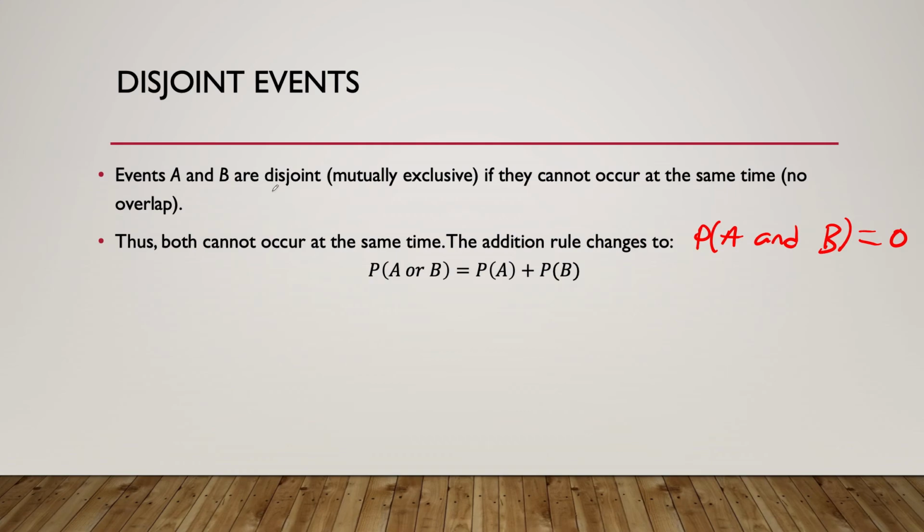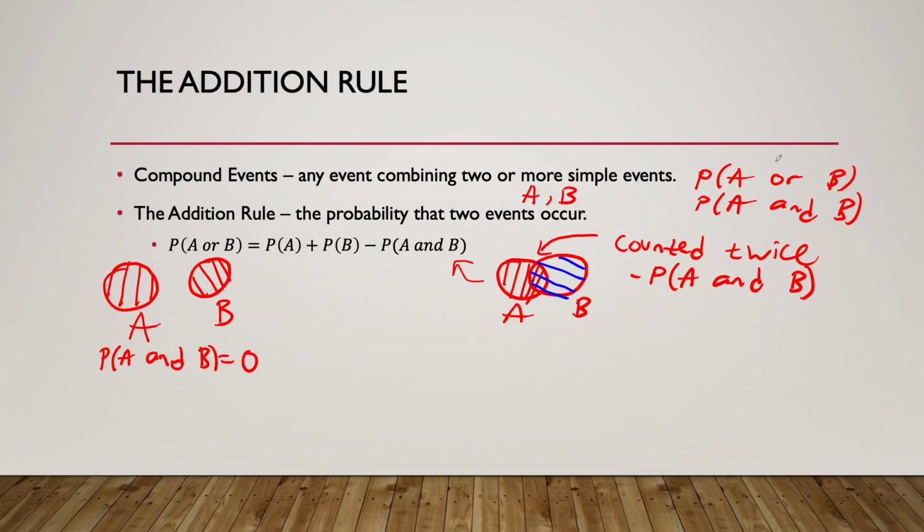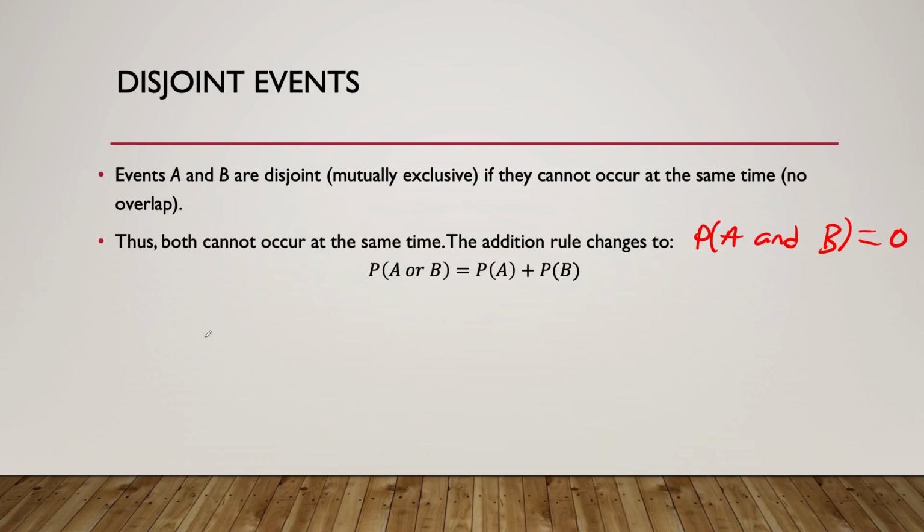For disjoint events, A and B are disjoint or mutually exclusive. Those could be used interchangeably if they cannot occur at the same time or they have no overlap. Thus, both cannot occur at the same time. The addition rule then changes to the probability of A or B is equal to the probability of A plus the probability of B. The probability of A and B then is essentially 0. And that is exactly what these two events A and B that I drew here on the left are. These would be an example of disjoint or mutually exclusive events. They don't share anything.